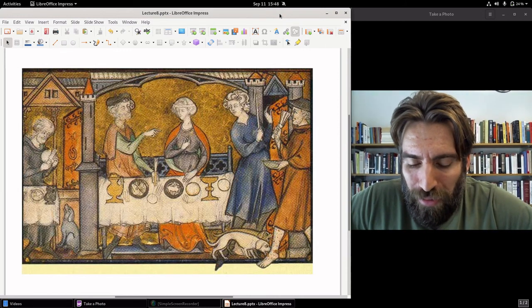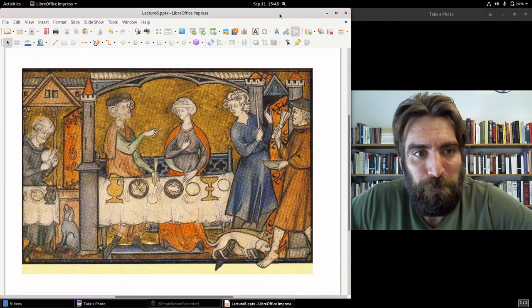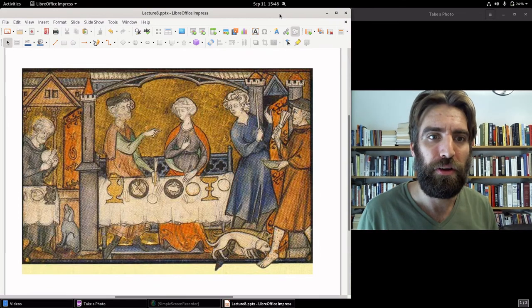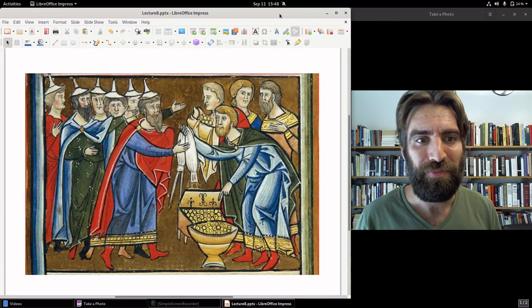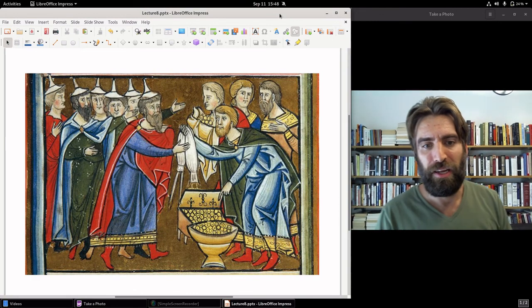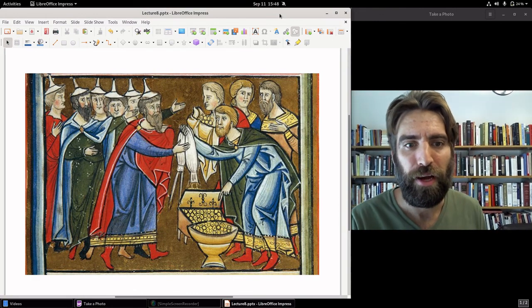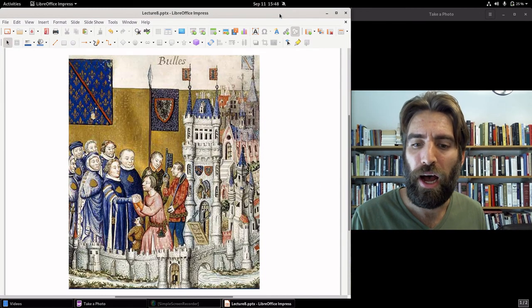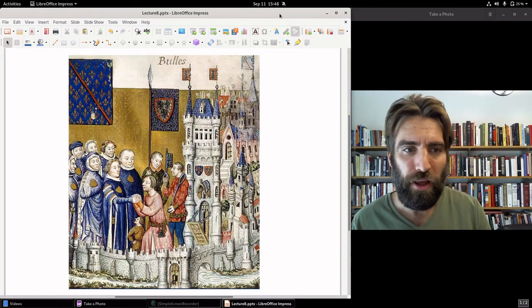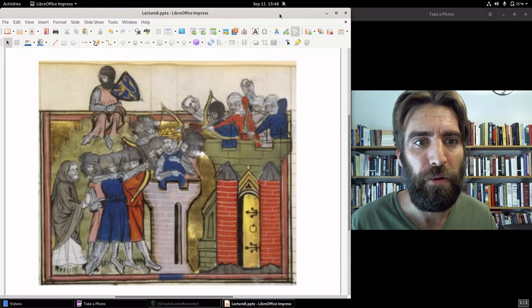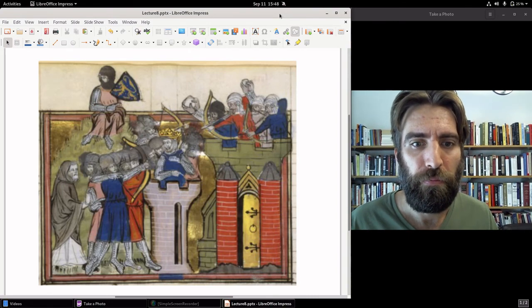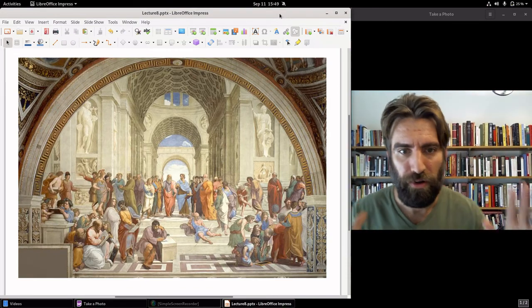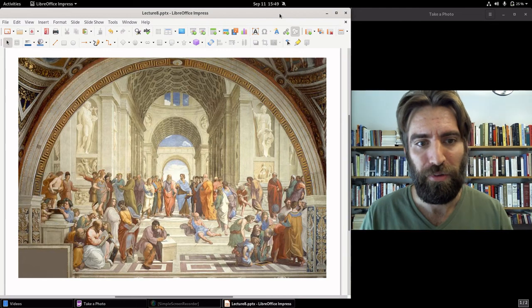I actually have an appreciation for medieval art. I have a soft spot for some medieval art. There's a certain charm, or a certain appeal, about the simplicity of it. It's at times a bit one-dimensional, but there is a certain type of beauty that one can find in medieval art. But it's not this, right? Is this even from the same universe?